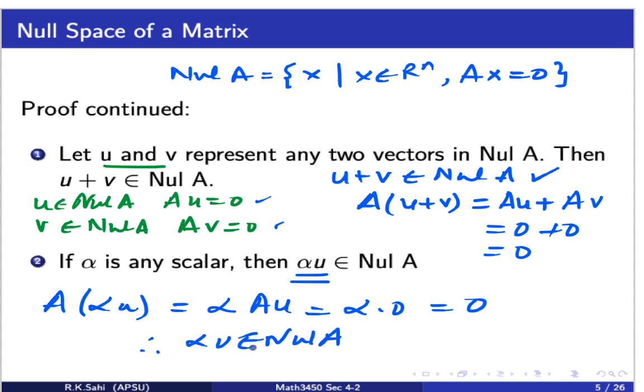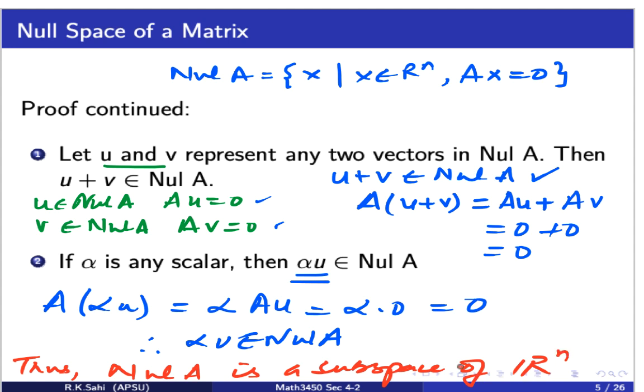And what have we just proved? We have proved all the 4 conditions required for it to be a null space. Thus, we see that null space of A is a subspace of Rn. Now let's do some examples.